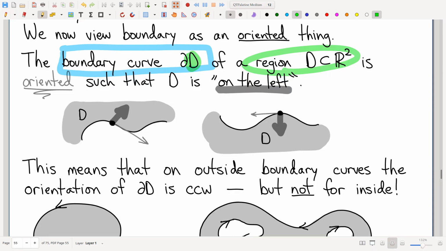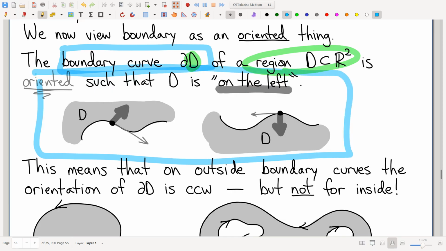By the way, notice we use the partial derivative symbol. That's a kind of shorthand for boundary. A little strange, perhaps, but it is standard convention. It just means boundary. That boundary is oriented according to this convention. You always orient in the direction that puts the region on your left. All right, so again, we talked through the details last time.